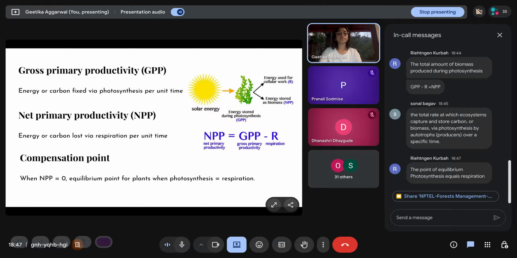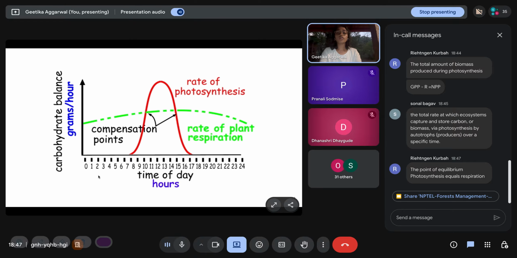Here, this is the correct NPP definition. This I will alter before I send you guys. Anyway, so about compensation points.